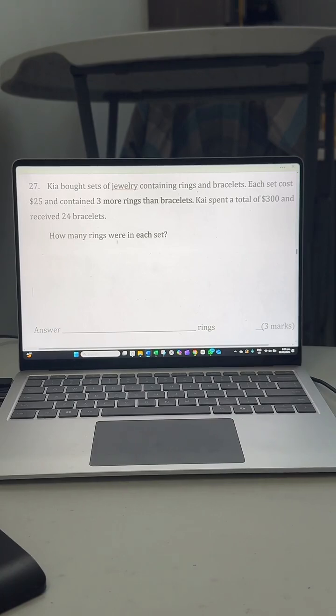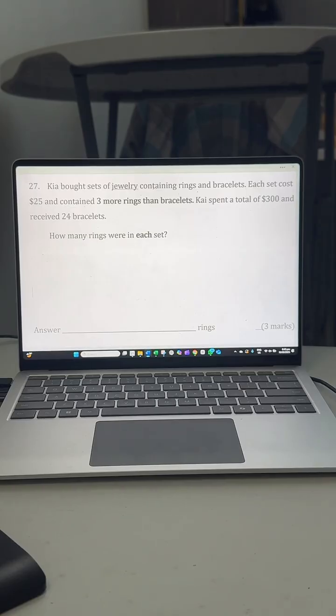Right, so let me go. They said Kai bought sets of jewelry containing rings and bracelets. Each set costs $25 and contains 3 more rings than bracelets. Kai spent a total of $300 and received 24 bracelets. How many rings did each set have?